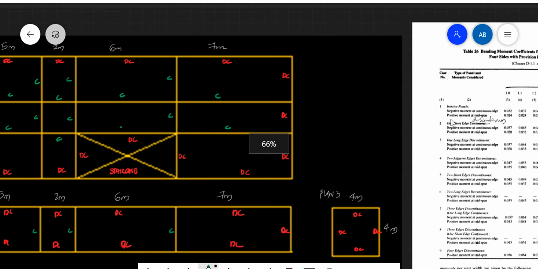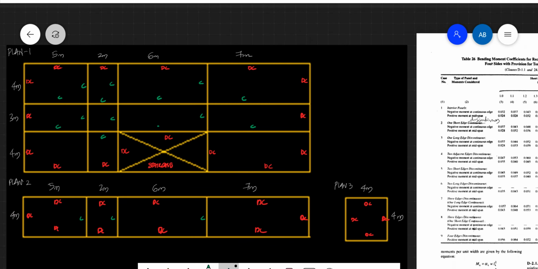Where the 4 sides are discontinuous, I could write this one as number 1. So if the slab is coming in this way, with 4 sides discontinuous, then I could take it as panel number 1. And here there will be a positive moment at the midspan, and negative moment will be at the edges.